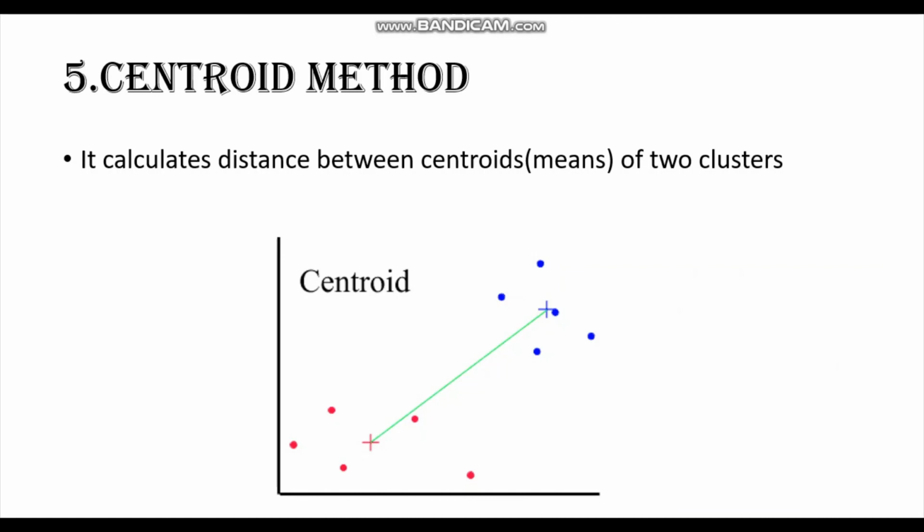And coming to the centroid method, it calculates the distance between the means of two clusters, and whichever has the minimum distance in means gets merged with the nearest cluster. So that is the concept of the centroid method.